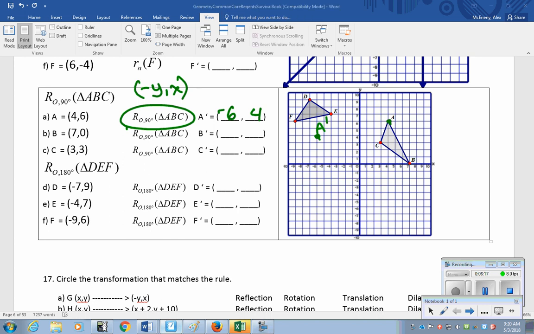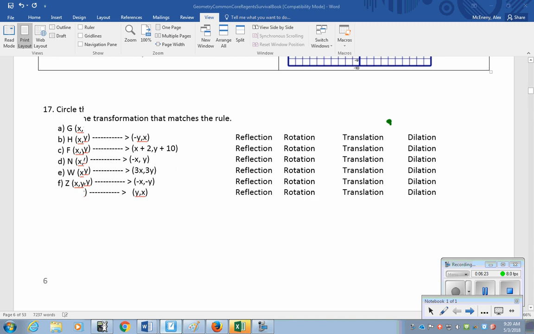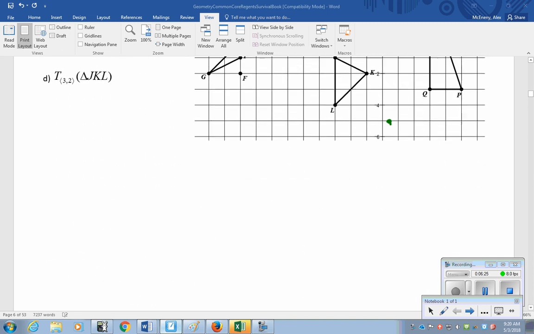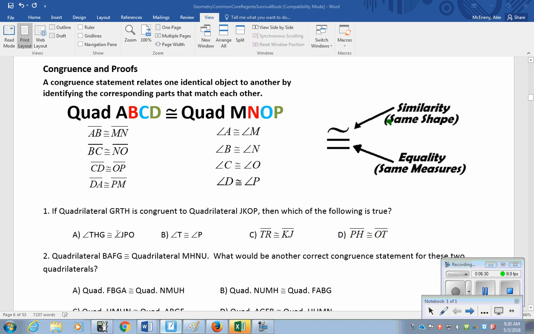So that is pretty much the gist of reflections, rotations, and translations as you're looking at it. Now we'll talk a little bit about page 8, which talks about congruence and proofs.